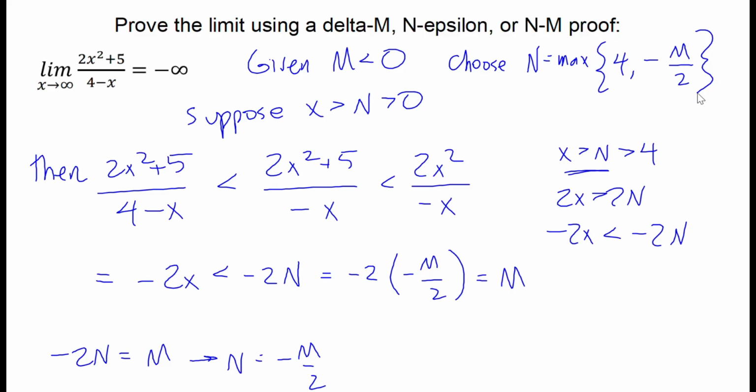And that's the end of the walkthrough here for the delta epsilon limits involving infinity. Probably have one more assignment at the end of the unit with more limit proofs just to practice all the different types, but that's it for this one.